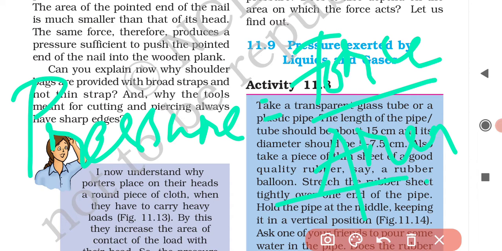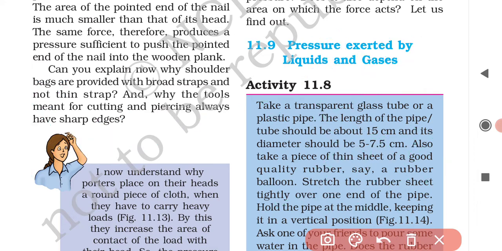So the pressure exerted by a liquid is given by the formula: pressure is equal to force by area. Clear? You have to note that the vessel in which the liquid is kept is also known as its container. It's as simple as that.